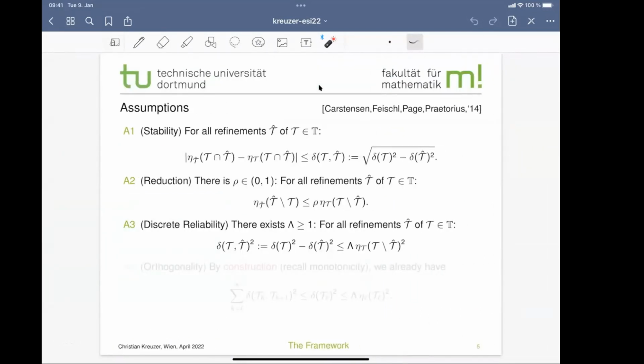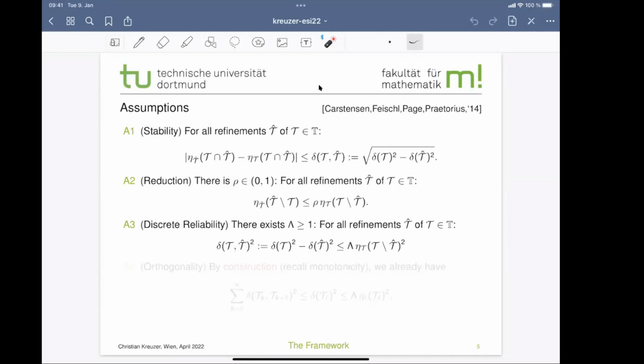Okay, and now we recall some assumptions or axioms from a 2014 paper by Carstensen, Feischl, Page, and Praetorius, who extracted from the optimal adaptivity proofs the conditions that were required to prove the optimal convergence rates. I condensed it a bit to our needs, so it's not the full generality, but I think you will identify it with the original axioms.